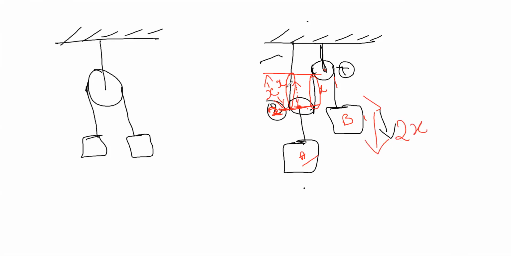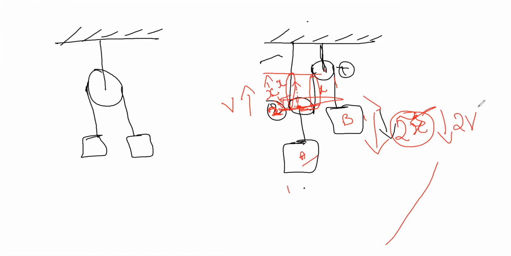When the pulley goes up with x distance, the block B comes downward with 2x distance. The same thing is followed for velocity also. If the pulley is moving upwards with a velocity of v, then the block B moves downwards with a velocity of 2v. Same thing, if it is moving upwards with an acceleration of a, then B moves downwards with an acceleration of 2a.